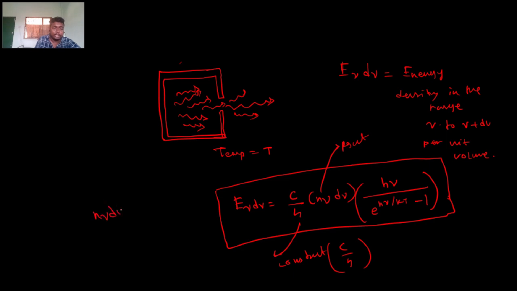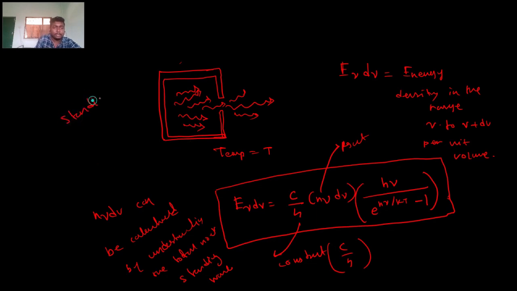This n nu d nu can be calculated by understanding the total number of standing waves. Now, what are the standing waves? These standing waves are the soul of the energy distribution of the EM waves. The standing waves are actually those EM waves that are carrying the energy. There is a total number of standing waves in the order of n nu d nu. Actually, this is the total number of standing waves in the blackbody.